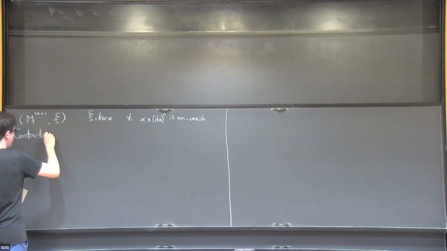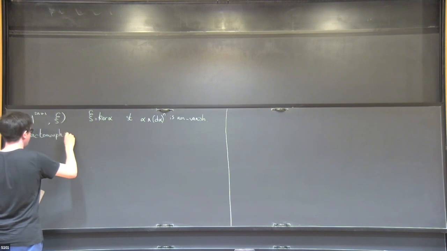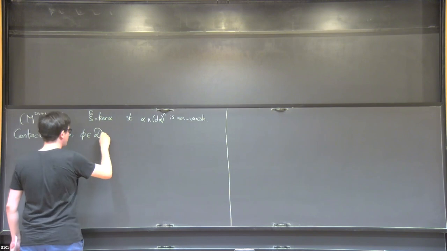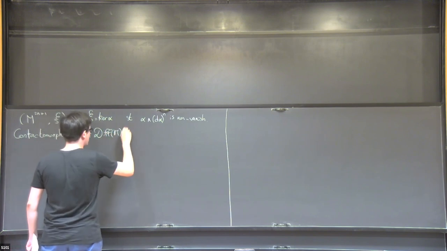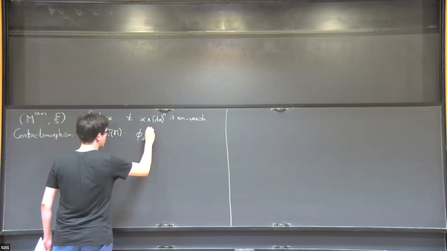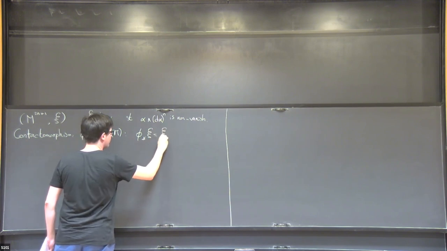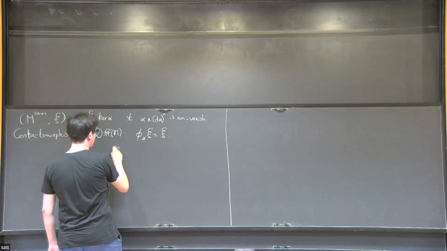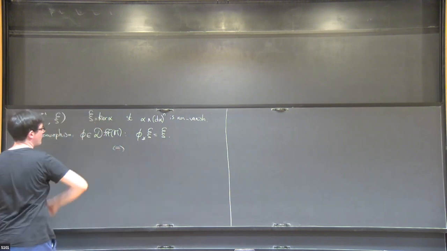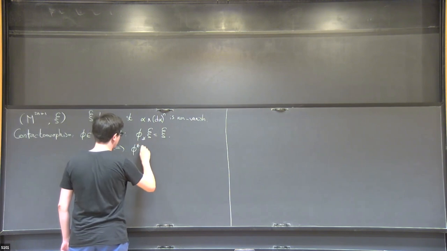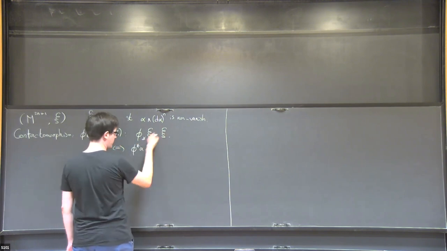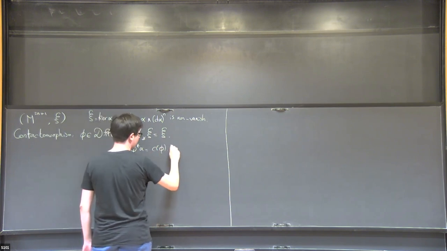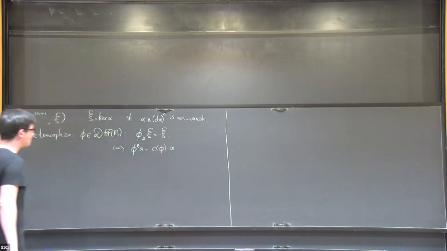It's a contactomorphism. And that would just be, you know, some diffeomorphism of M that pushes forward the structure to itself. So it maps that hyperplane field onto itself. Or equivalently, if we fix some contact form alpha, it means that it pulls back alpha to some multiple of itself, right? Because it has to define the same kernel. And that multiple I will call C of phi. So C of phi is just some function.